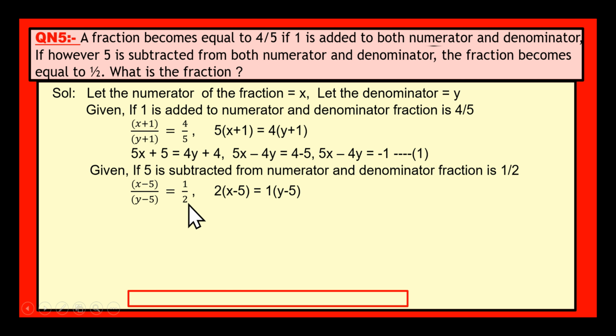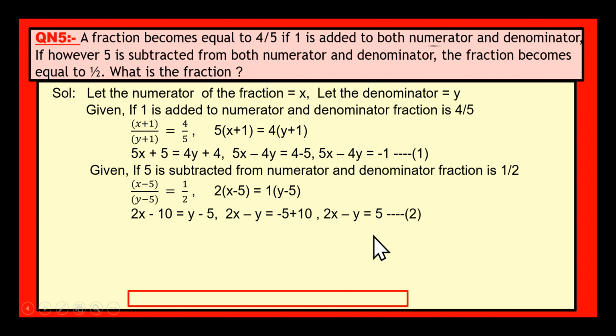By cross multiplication, 2 into (x minus 5) is equal to 1 into (y minus 5). 2 into x is 2x, 2 into minus 5 is minus 10, 1 into (y minus 5) is y minus 5. That is 2x, other side minus y, is equal to minus 5 minus 10, this side plus 10. Or 2x minus y is equal to 10 minus 5, which is plus 5. This is the second equation. The first equation is 5x minus 4y is minus 1, and the second equation is 2x minus y is equal to 5.